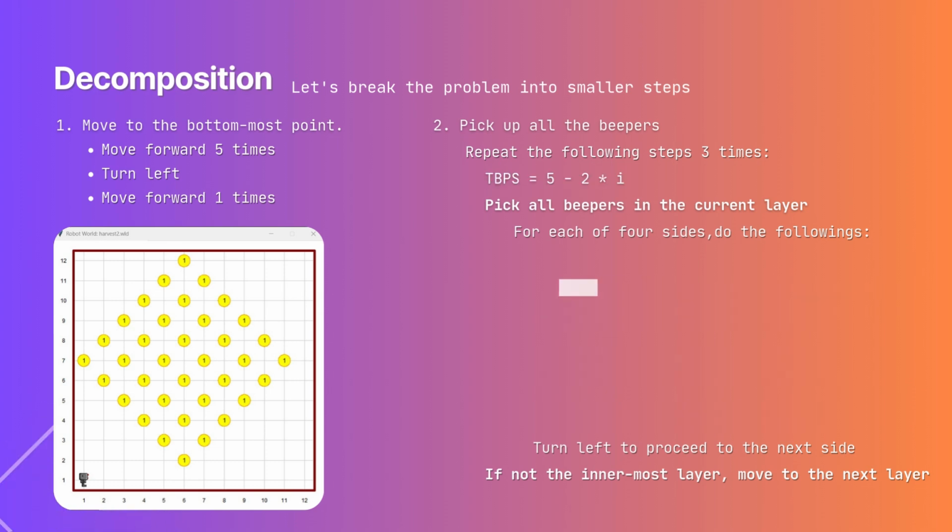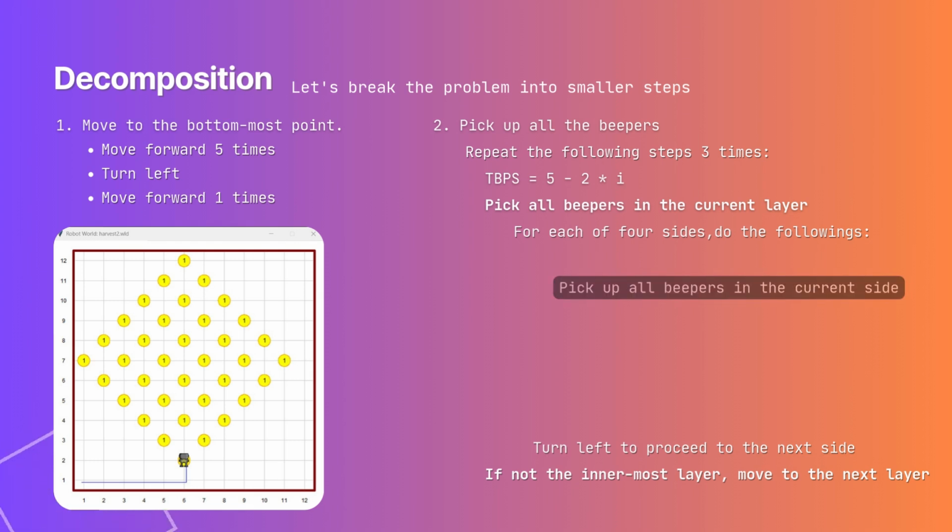How to pick up all beepers in the current side? To pick the beepers in the current side, we need to follow a structured process for the total number of beepers per side. First, for each beeper, the robot picks it up. Then, the robot moves up a stair. This means advancing by 1 step in the direction it's facing.